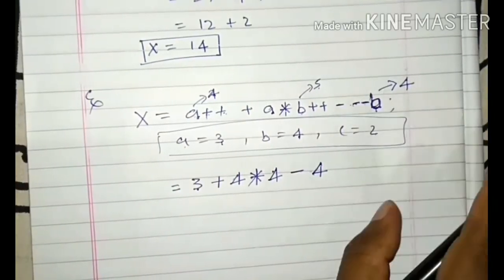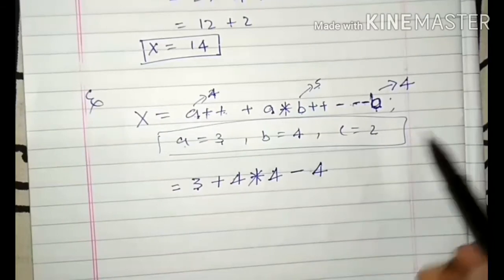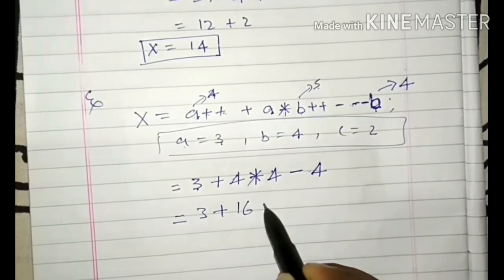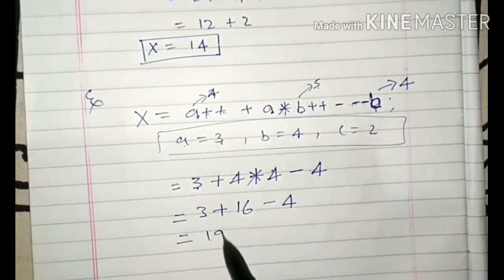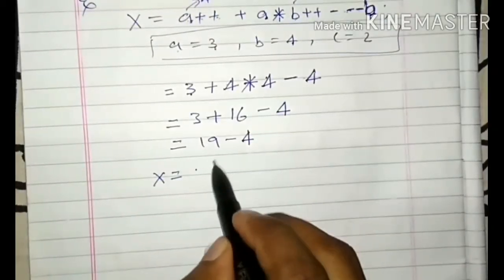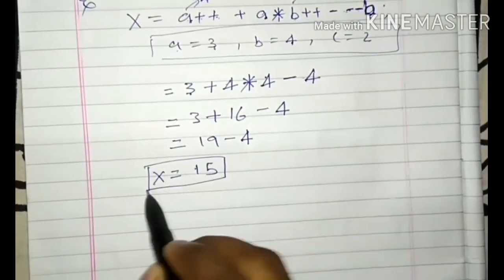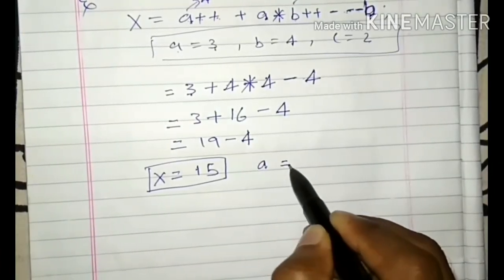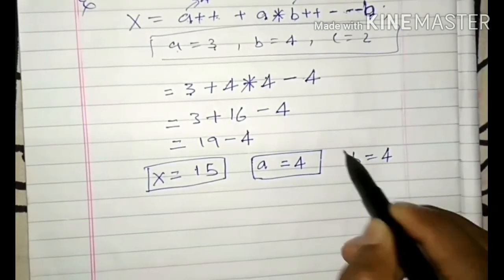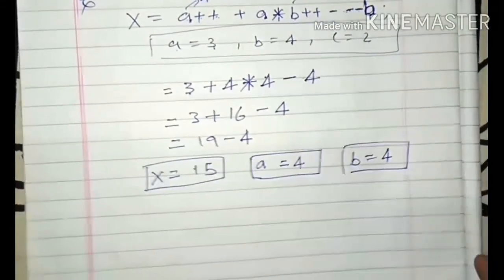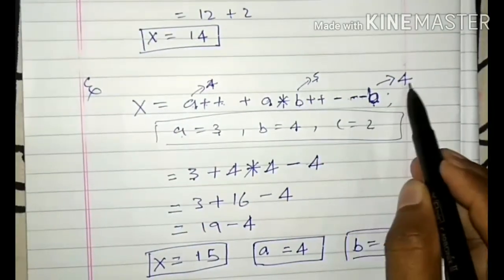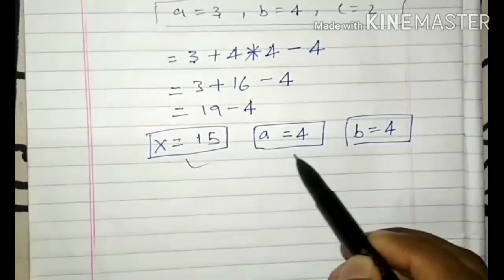Okay, I think you have understood this point, and after that just calculate. Here first multiply: 3 plus 16 minus 4, then 19 minus 4, then x will be, what will be the value of x? Value of x will be 15. If I ask what will be the value of a, you can see the value of a will be 4. What will be the value of b? Value of b will be 4 also, because first time the value of b was 4, after increment it will be 5, again after decrement it will be 4. That's why this is our answer.